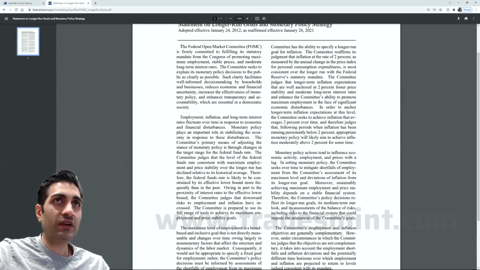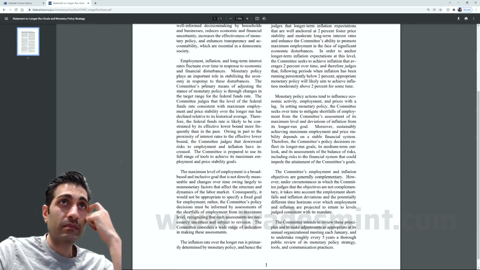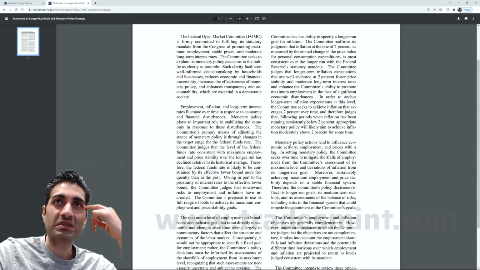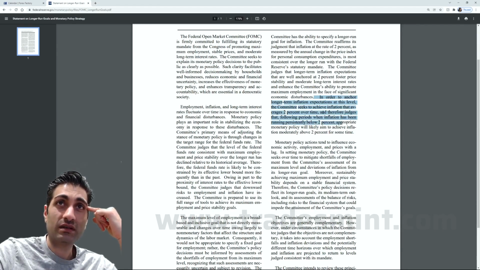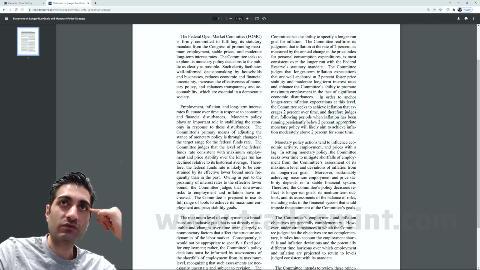Can you see the Federal Open Market Committee is firmly committed to fulfilling its statutory mandate from the Congress of promoting maximum employment, stable prices, and obviously interest rates, right, to control those. And if you come down here, right, so we know about the inflation target. I've told you 2% in the past, but you can see in order to anchor longer term inflation expectations at this level, the committee seeks to achieve inflation that averages 2% over time.